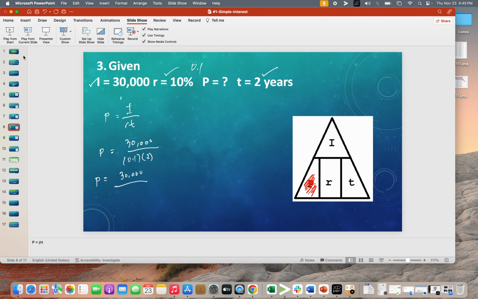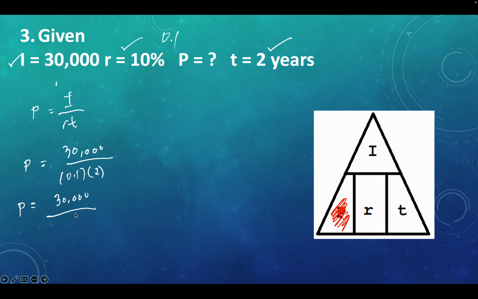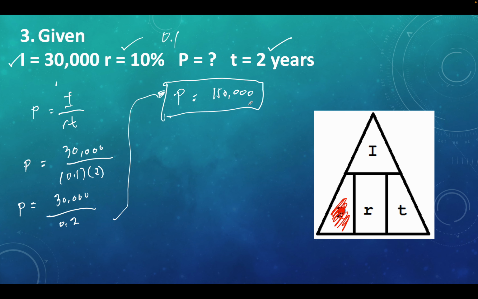So, balik tayo dito. This is 0.2 and then 30,000 divided by 0.2. This is equivalent to 150,000. So the initial amount or initial deposit will be 150,000. Okay? So that is how you solve the principal amount.